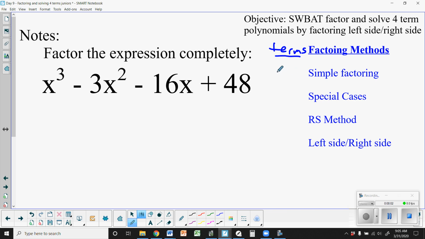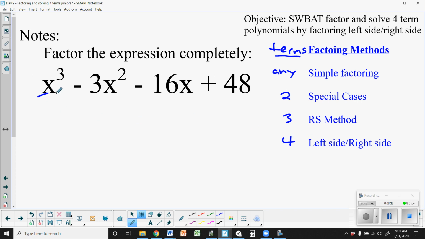So if we look at the number of terms that we have, we know that simple factoring is for any amount, because we can factor any amount using simple factoring. Special cases, we've looked at when we have 2 terms. RS method, we know that works with 3 terms, and we're going to look at some more of those tomorrow. And then left side, right side, that's if we have 4 terms. So if we have 4 terms, we're going to try this left side, right side.